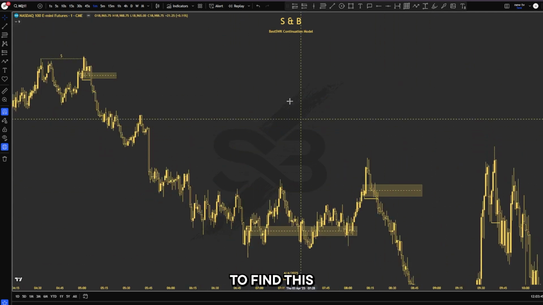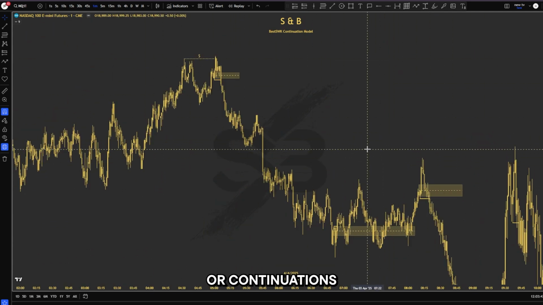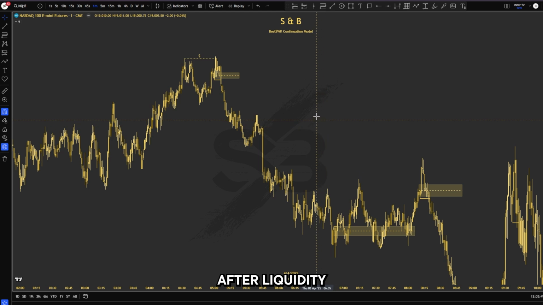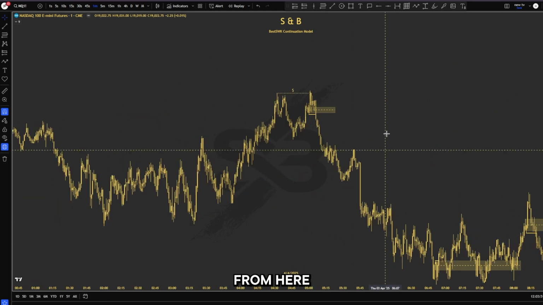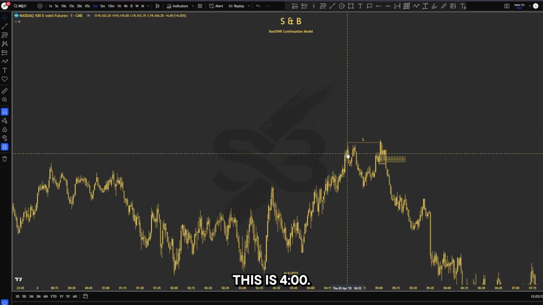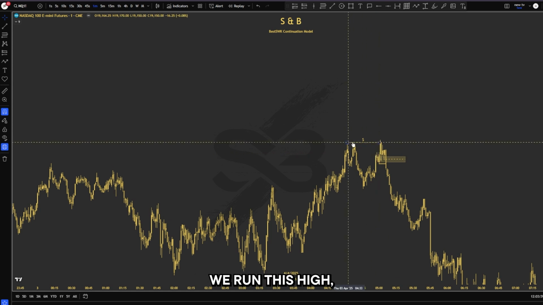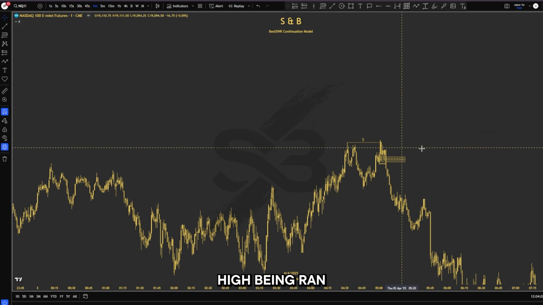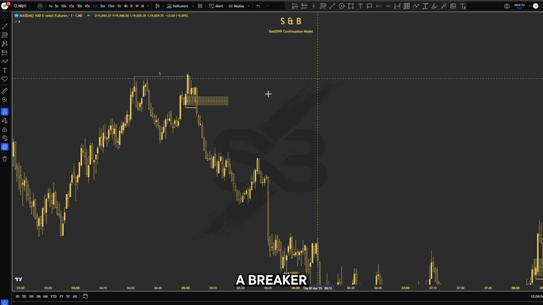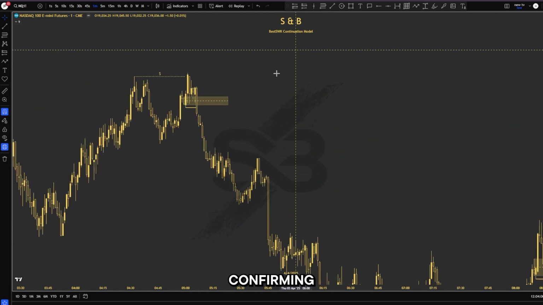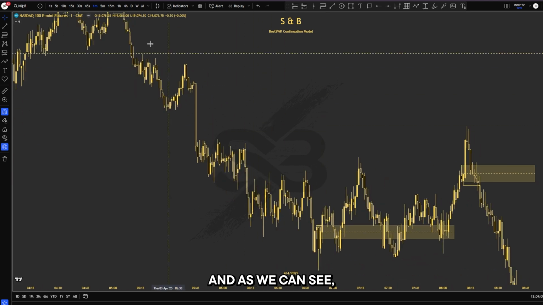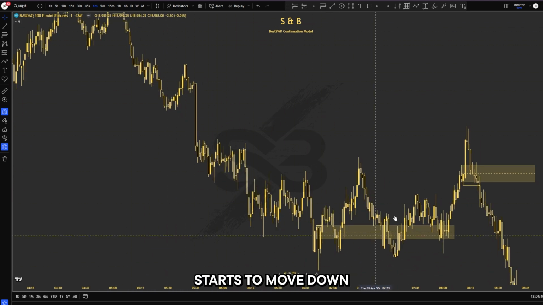We're going to find this on true reversals or continuations after liquidity has been grabbed. So starting from here, we can see that this is 4 o'clock. This is 5:01. London session ends right at 5 a.m. Therefore, once we run this high, that's London high being ran and making a breaker block to the downside, confirming our change in state of delivery. And as we can see, that's what starts to move down.